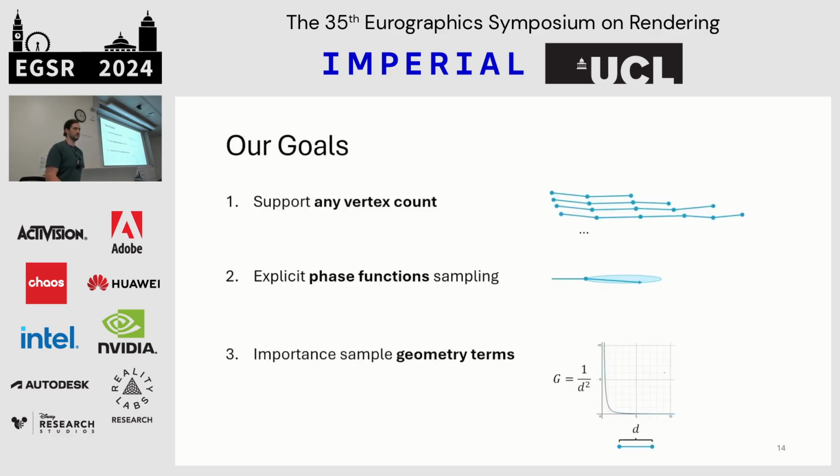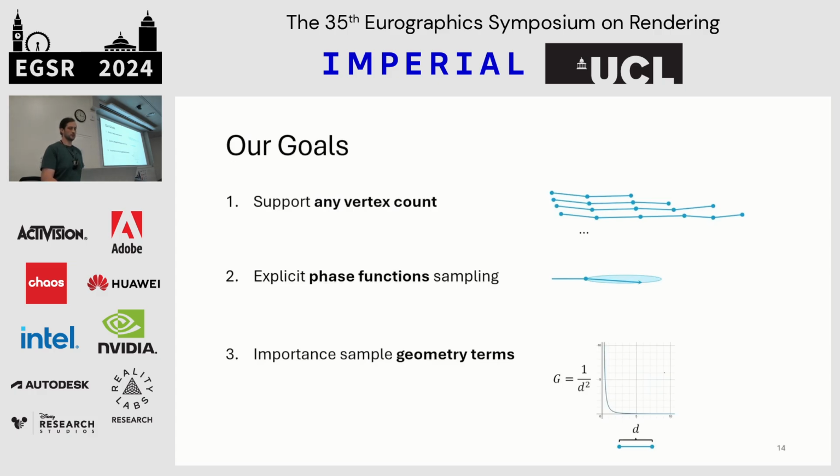So our goal here is to support any vertex count. We want to handle the general case. We also want to do explicit sampling of the phase function, so we don't get any approximation errors, and because this is generally available in renderers already. And we also want to sample the geometry terms, so we don't get this infinite variance.